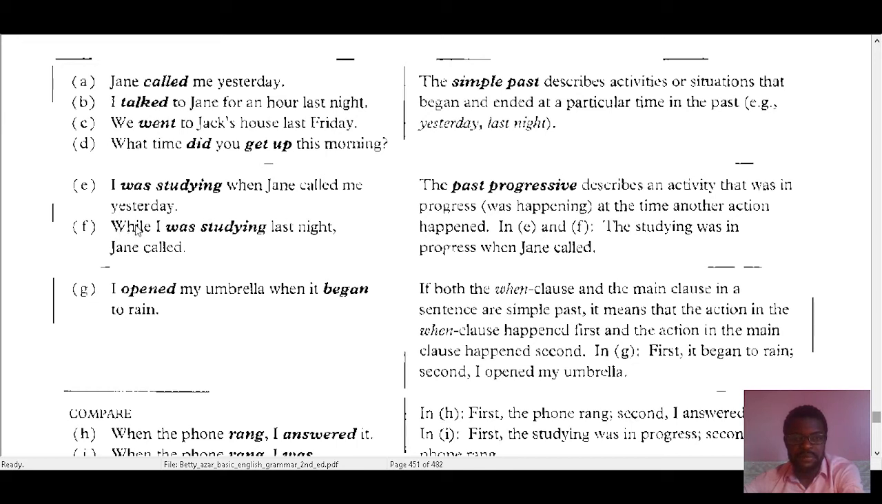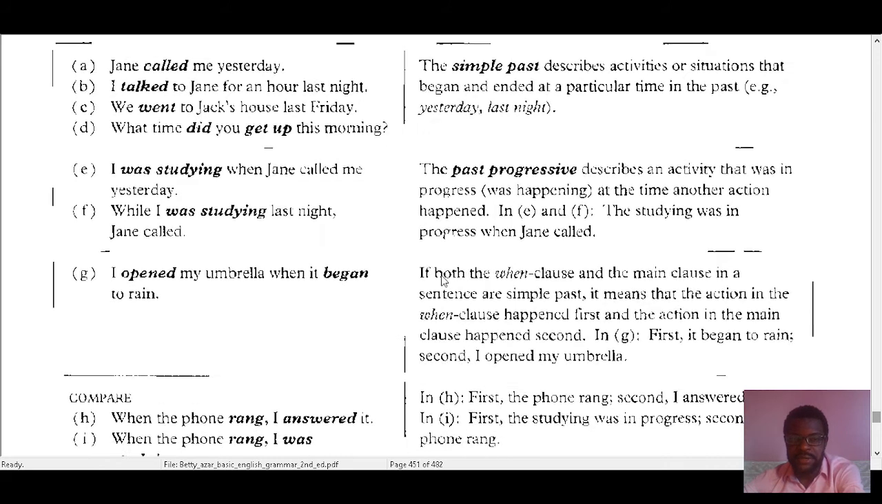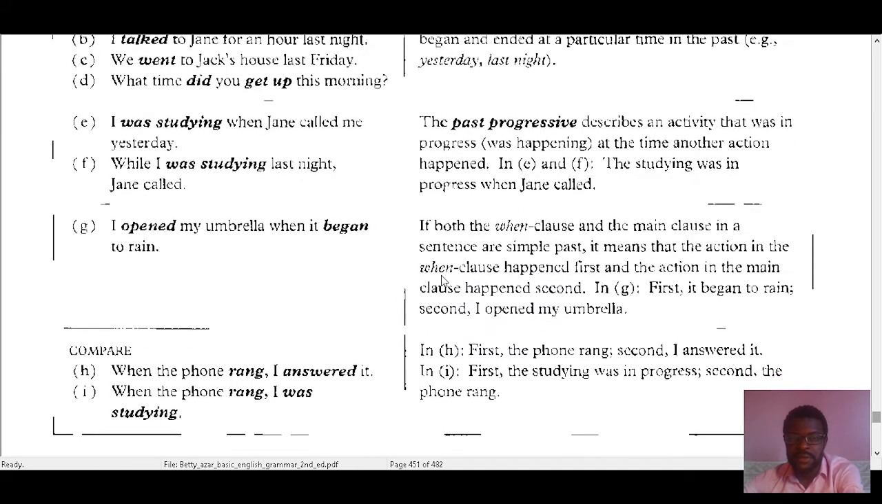So you see, if it is past continuous, what followed is usually our simple past. So that's what they say when Jane called. Again, they said both the when clause and the main clause in the sentence are simple past. It means that the action in the when clause happened first, and the action in the main clause happened second.